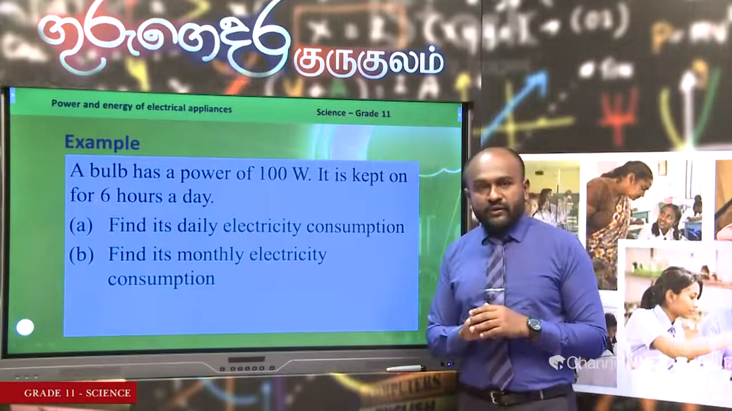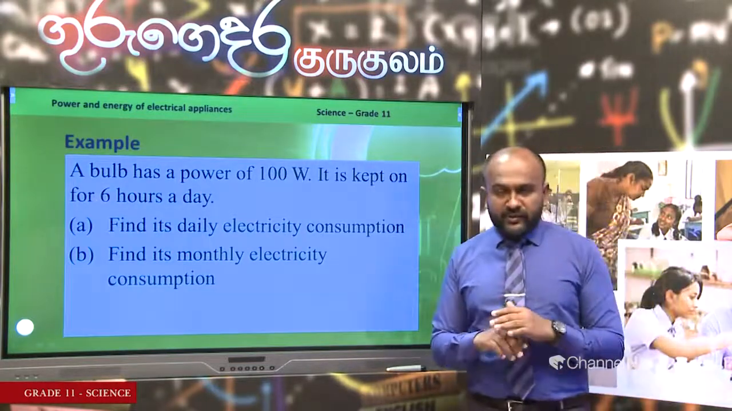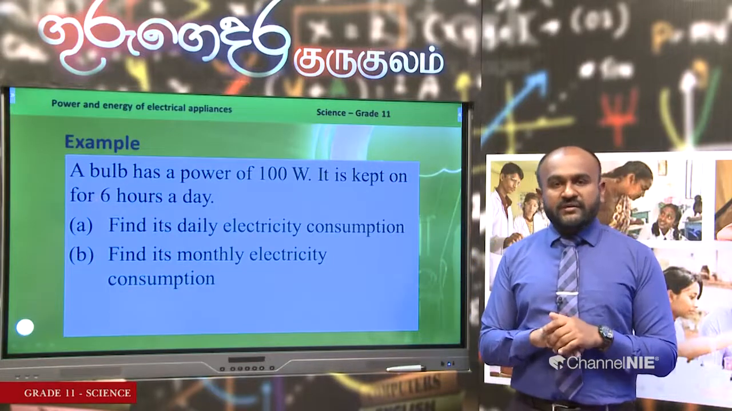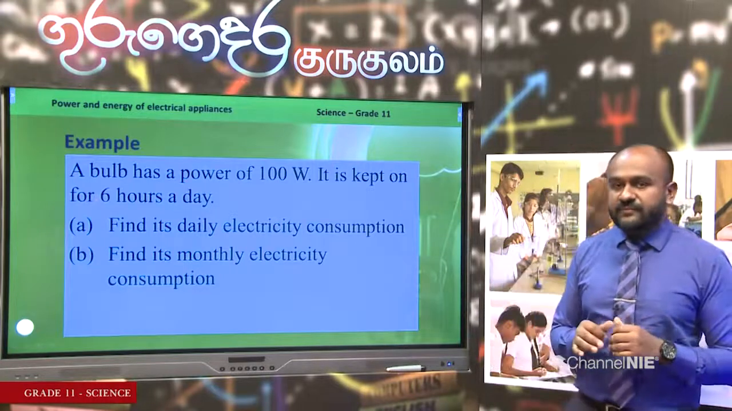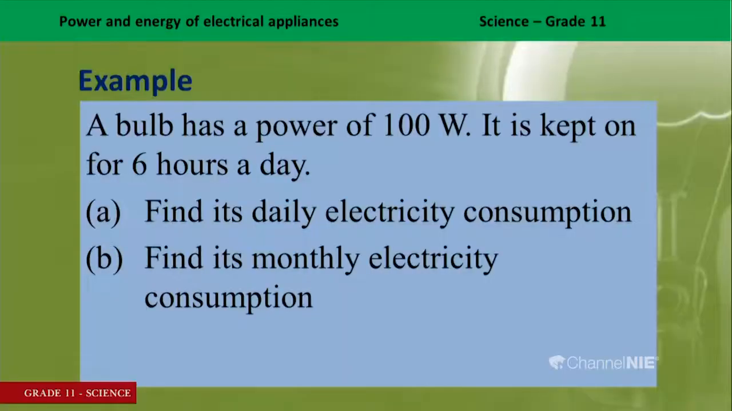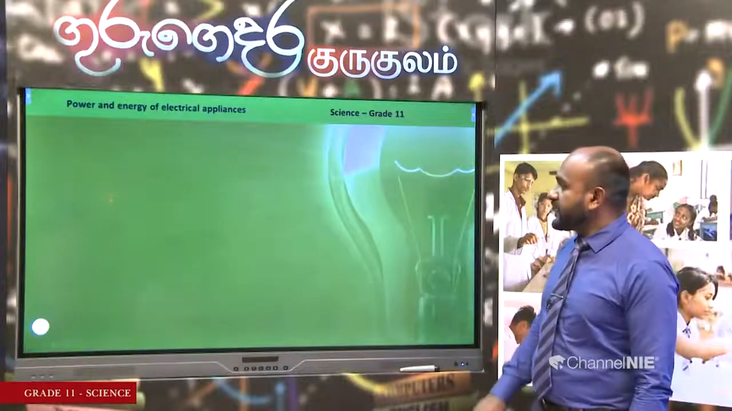So, now we know the formula. Now we are going to do a calculation. There is a question on the screen. Read the question and see whether you can do the calculation. A bulb has a power of 100 watts. It is kept on for 6 hours a day. Part A is to find its daily electricity consumption, and in part B you are asked to find its monthly electricity consumption. I think you all can do this. See whether you can do this. Let us go to the next one and see.